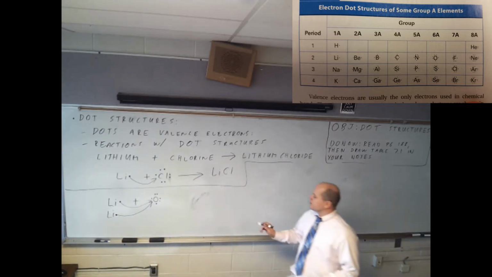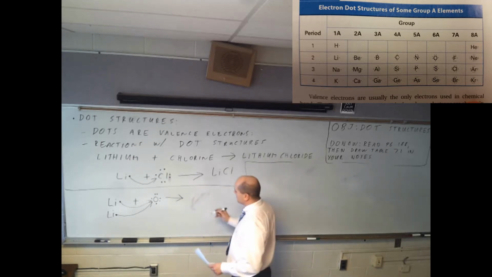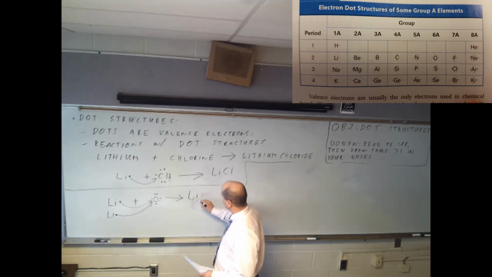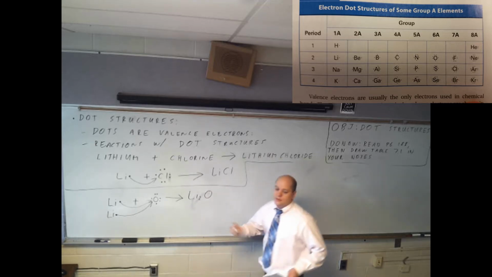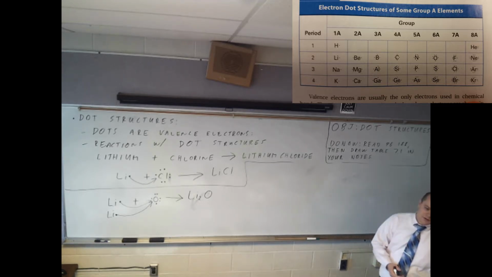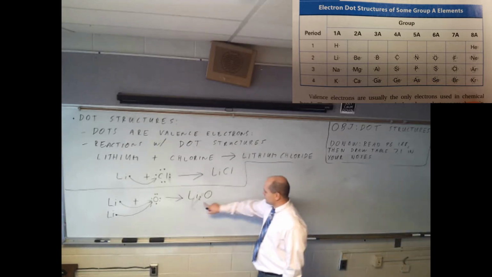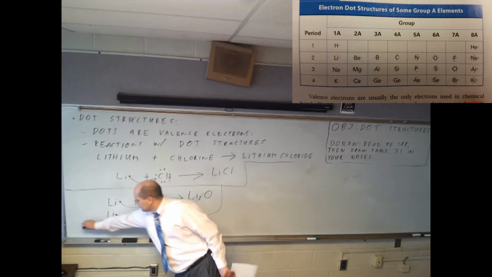What this tells us is that when lithium and oxygen react, the ratio in lithium oxide is 2 to 1. 2 lithiums for every oxygen. It has to be 2 lithiums for every oxygen so that oxygen can fill up its outer shell and the lithiums can lose their outer shell. And that's where that lithium comes from.